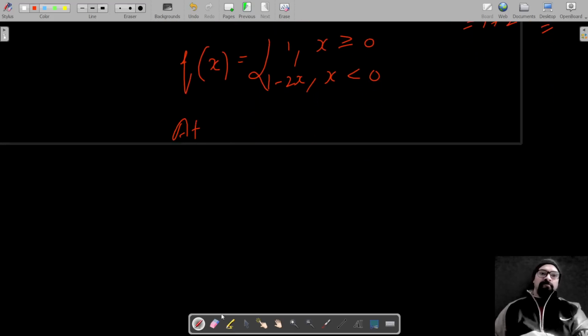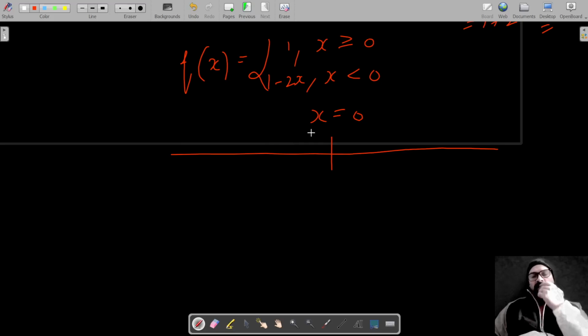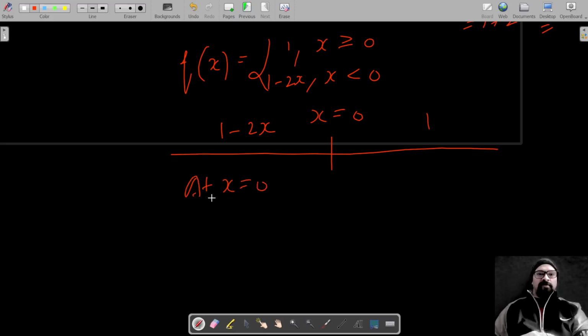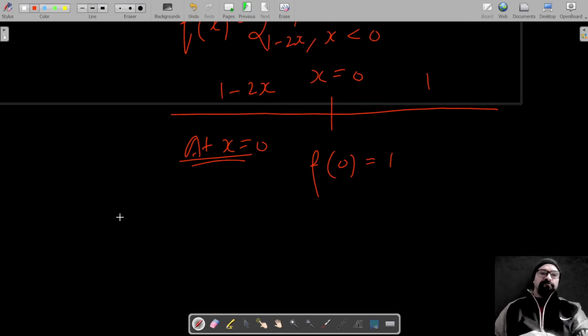And we have to check the continuity of this function. So our function is 1 minus 2x when x is less than 0, and 1 otherwise. Now we have to check the continuity of this function at x is equal to 0. Now f of 0, the value of the function at 0, is 1.